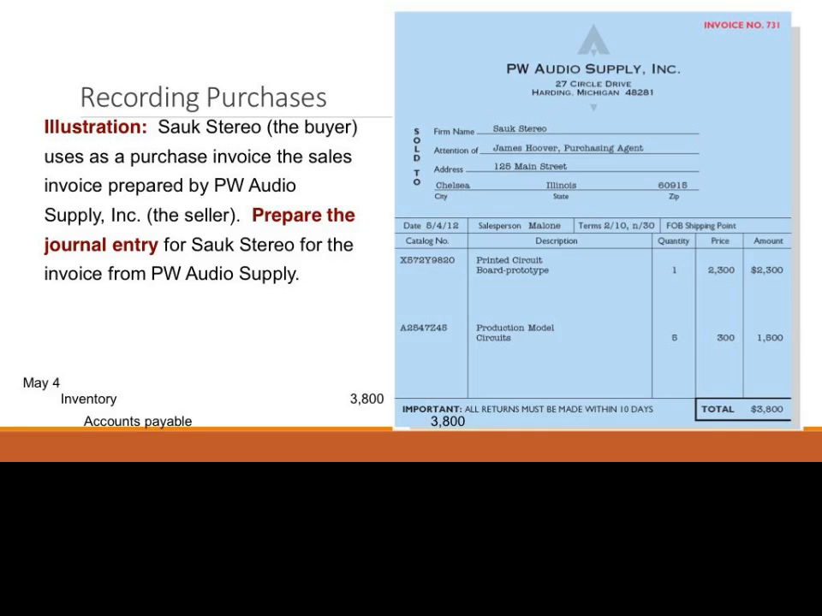Now here's a purchase invoice for a purchase we made. We are Sock Stereo. We purchased from PW, and the date of the purchase was the 4th of May, and the terms were $210 net 30, and free on board shipping. Okay, what does all that mean? Well, first of all, we are going to record this journal entry. We purchased inventory, so we debit inventory. And because we have terms with this company, we have an account with them, so the credit is accounts payable.